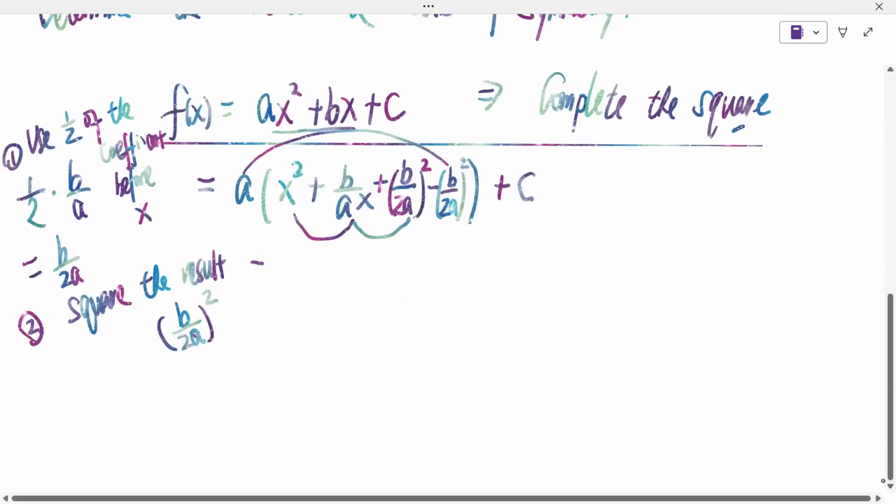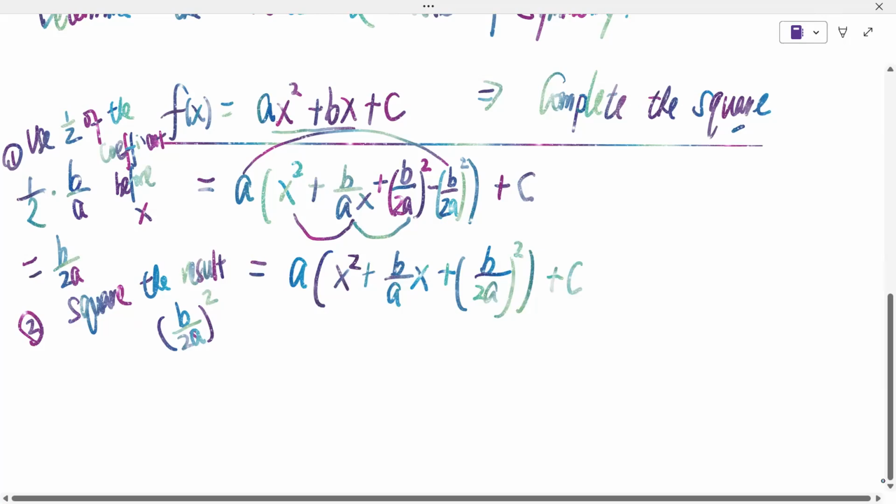So now a stays in the front: a times (x squared plus b over a x plus b over 2a, in parentheses, squared). Then we're going to distribute this and move it outside. So it will be plus c minus a times that, so a times b squared. Now we're going to expand it. B squared will get 4a squared on the bottom.